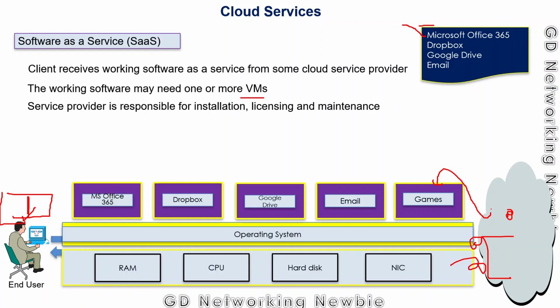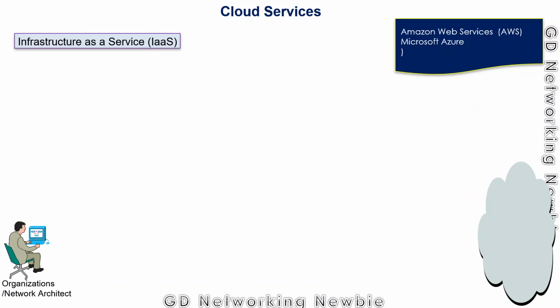And the software provider is responsible for installation, licensing, and maintenance. All these things have to be done by the service provider, specifically maintenance. The user doesn't have to worry about any problem, because this will be handled by the service provider. So in this way, the user can have a specific software from the cloud service provider, having all these characteristics we discussed before, scalable and everything, and measurable.